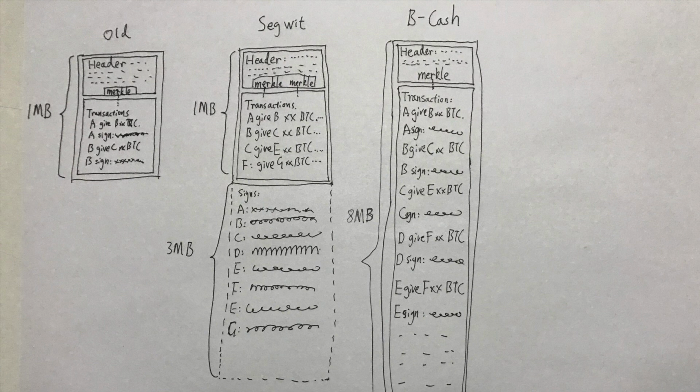That's why Segwit is backward compatible with the old chain. So all the Segwit transactions will be recorded in the original Bitcoin blockchain.